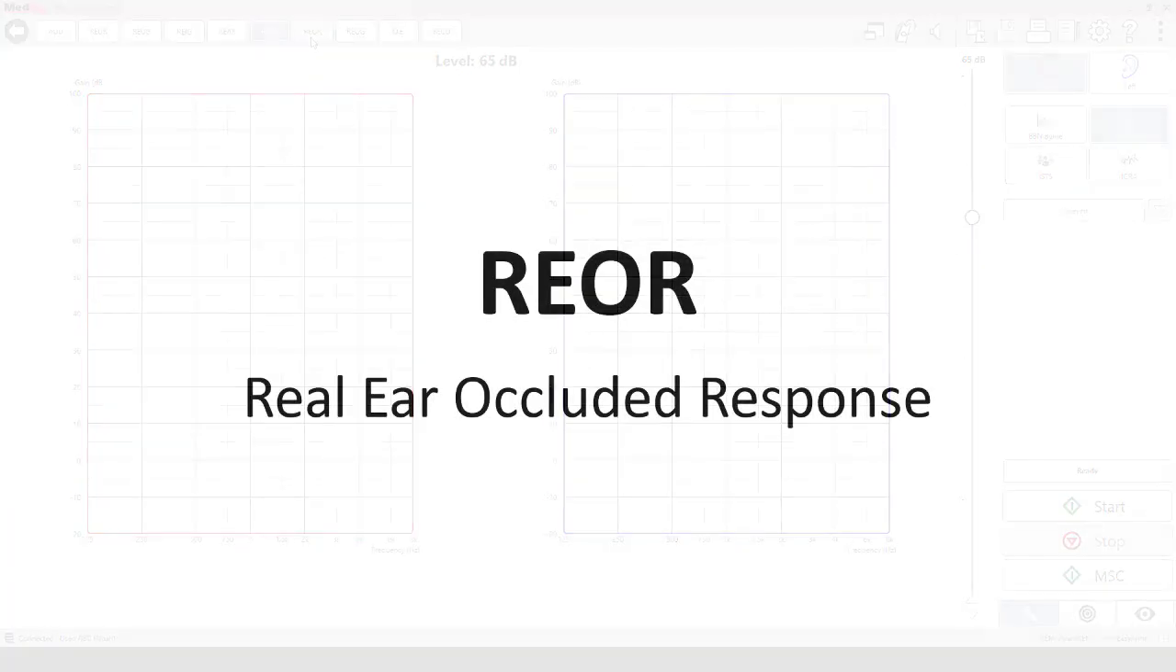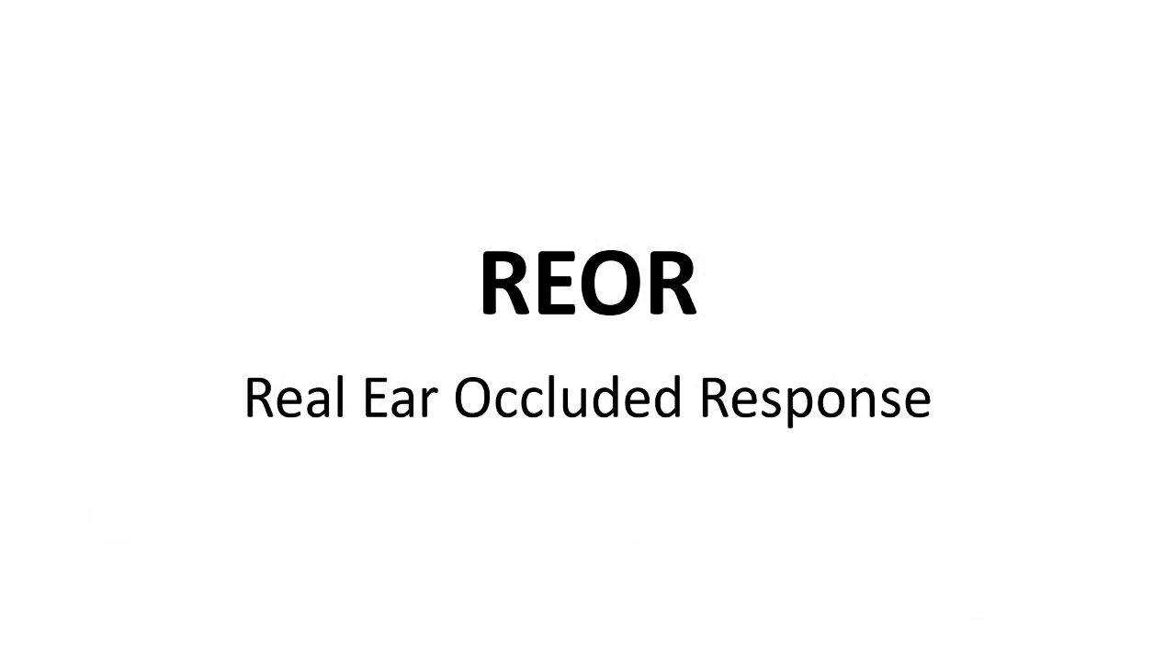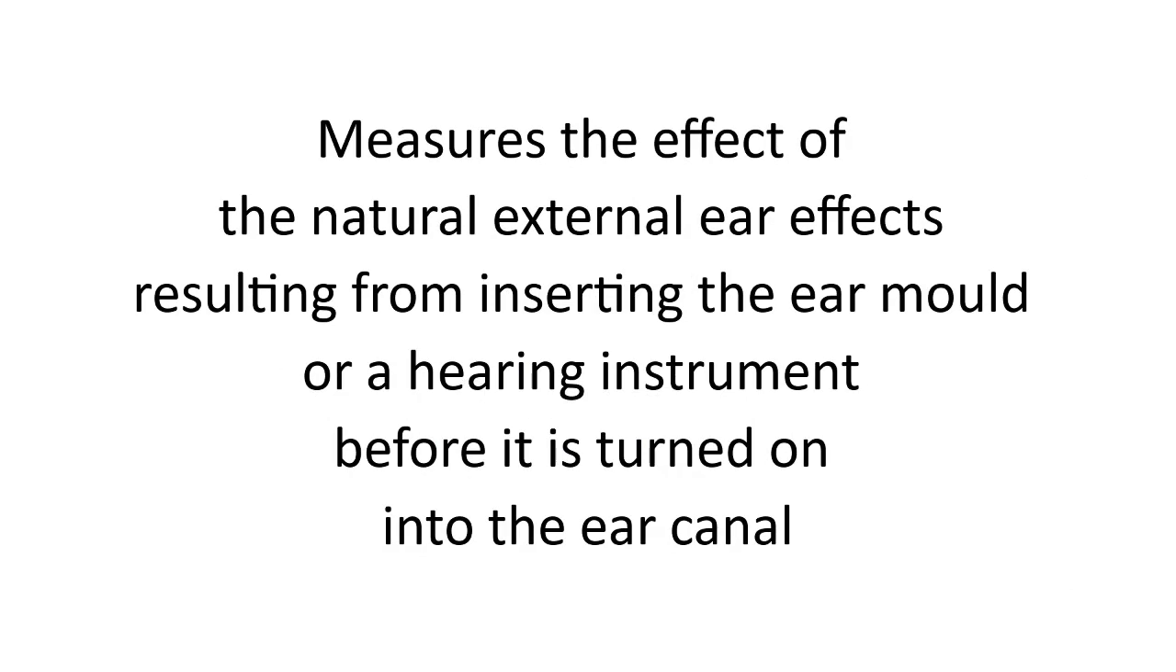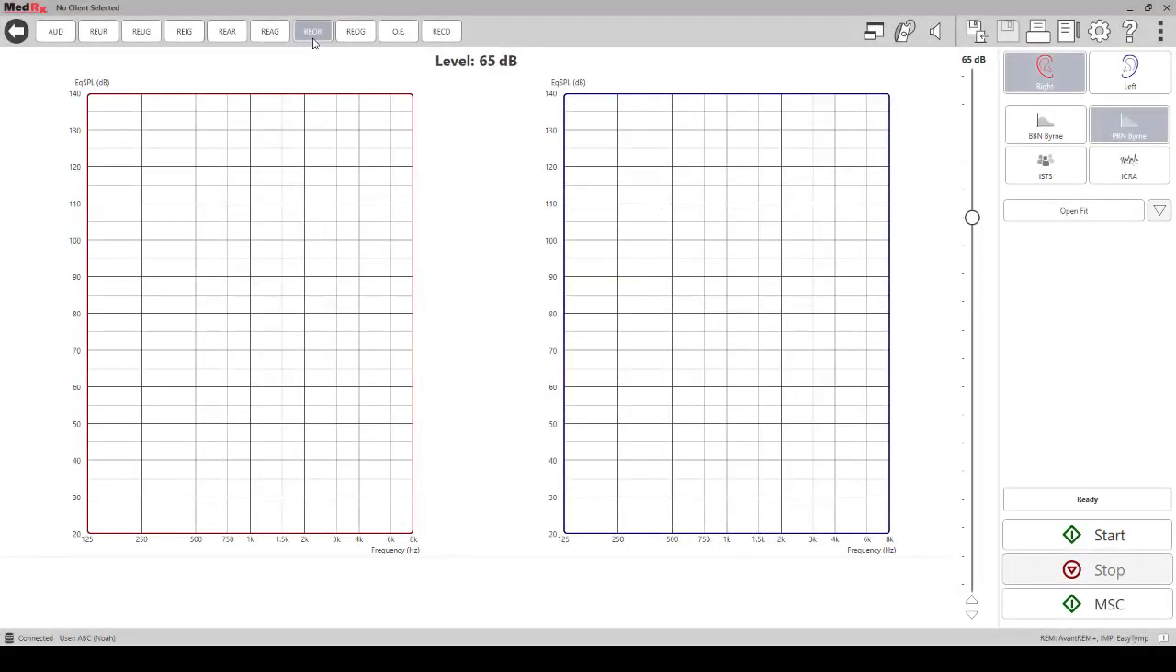REOR, RealEar Occluded Response. The REOR measures the effect of the natural external ear effects resulting from inserting the ear mold or a hearing instrument, before it is turned on, into the ear canal. This measure is useful if the client is reporting an unnatural sound quality. If an abnormal peak in the REOR response is noted in the low to mid frequencies, it could represent an undesirable vent effect. REOR is also useful for validating the effectiveness of venting or canal length changes to the mold.